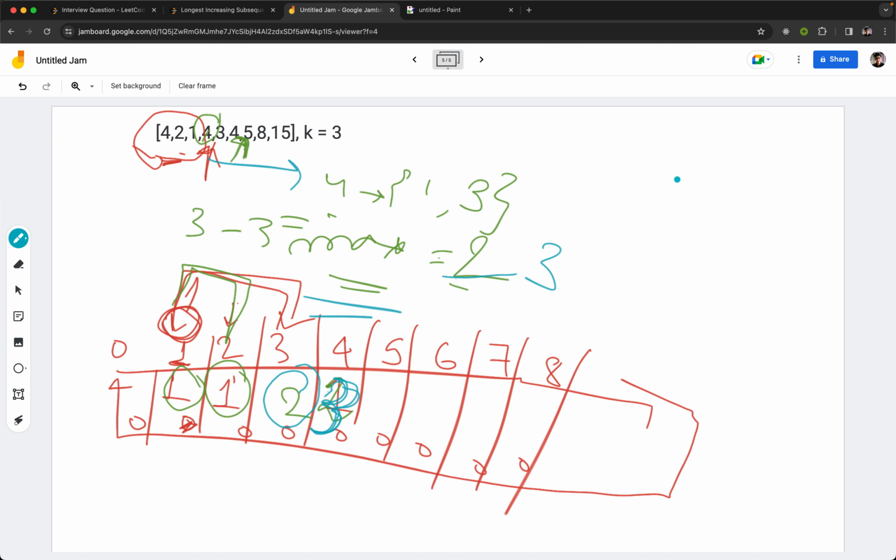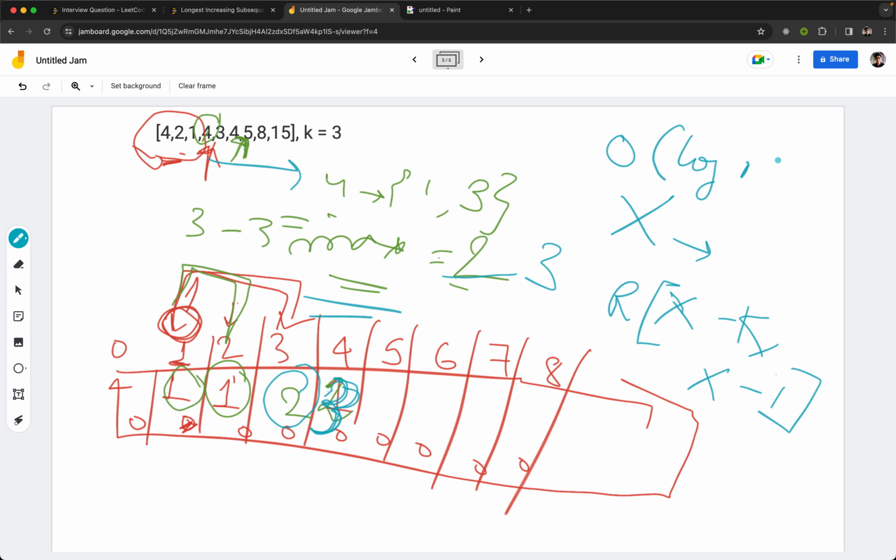Now if you see, for each element x, how much range are we querying? We are basically querying the range from x minus k till x minus 1, right? So this is the range we are querying. And what is the time complexity of querying in a segment tree? It is basically log of n, or the log of the length of the segment, you can think of it. Got it?